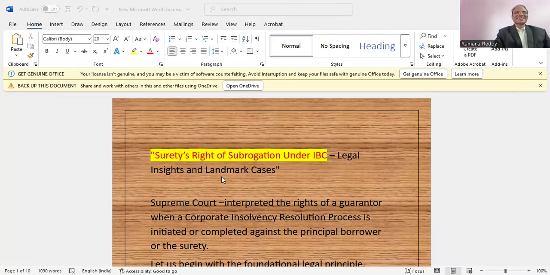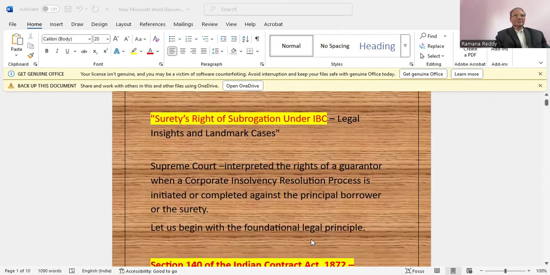Now we are discussing the rights of the sureties, subrogation rights of the sureties or guarantors. Suppose the principal borrower, the company, goes under CIRP, then what about the subrogation right of the sureties? This is what we are going to discuss with the legal insights and landmark cases. The Supreme Court interpreted the rights of the guarantor when a corporate insolvency resolution process is initiated or completed against the principal borrower or the surety. So let's begin with the foundational legal principles.